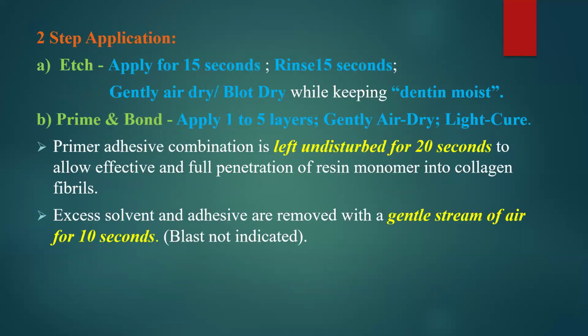Two-step application includes etching, apply for 15 seconds, rinse for 15 seconds, gently air dry or blow dry while keeping the dentin moist. Prime and bond: apply 1 to 5 layers, gently air dry, light cure. The primer adhesive combination is left undisturbed for 20 seconds to allow effective and full penetration of resin monomer into collagen fibrils. Excess solvent and adhesive are removed with a gentle stream of air for 10 seconds, and blast drying is not indicated.